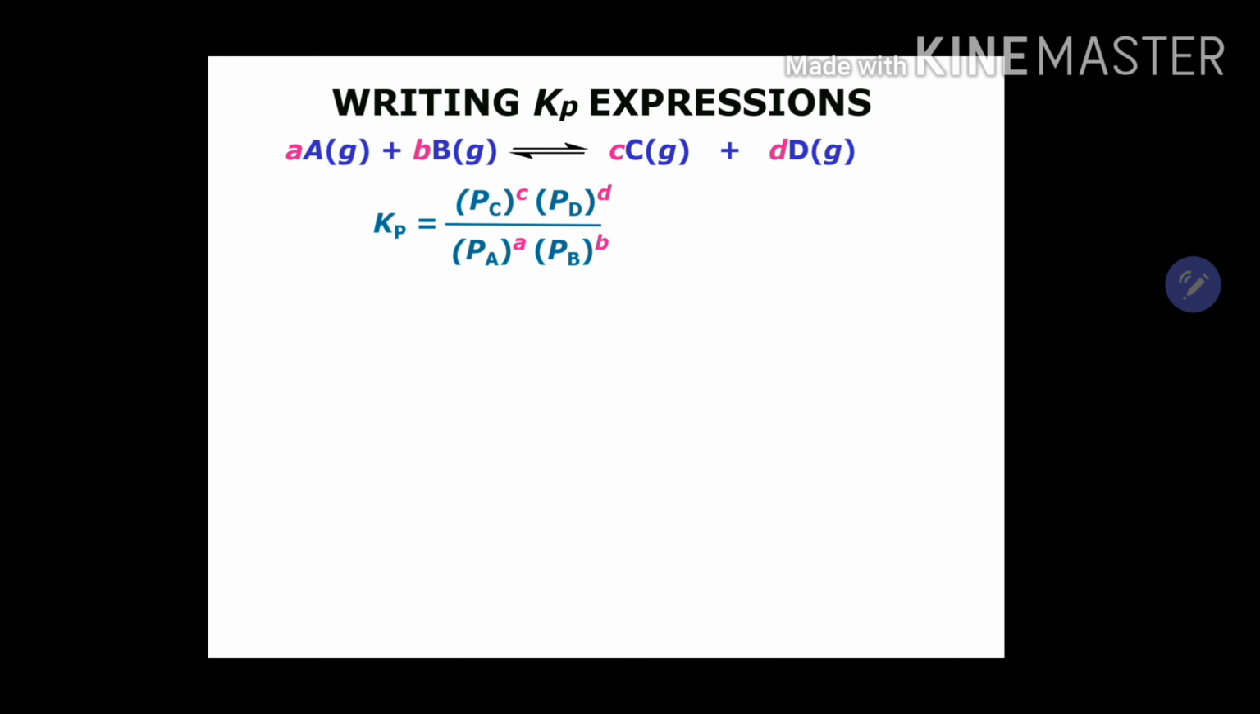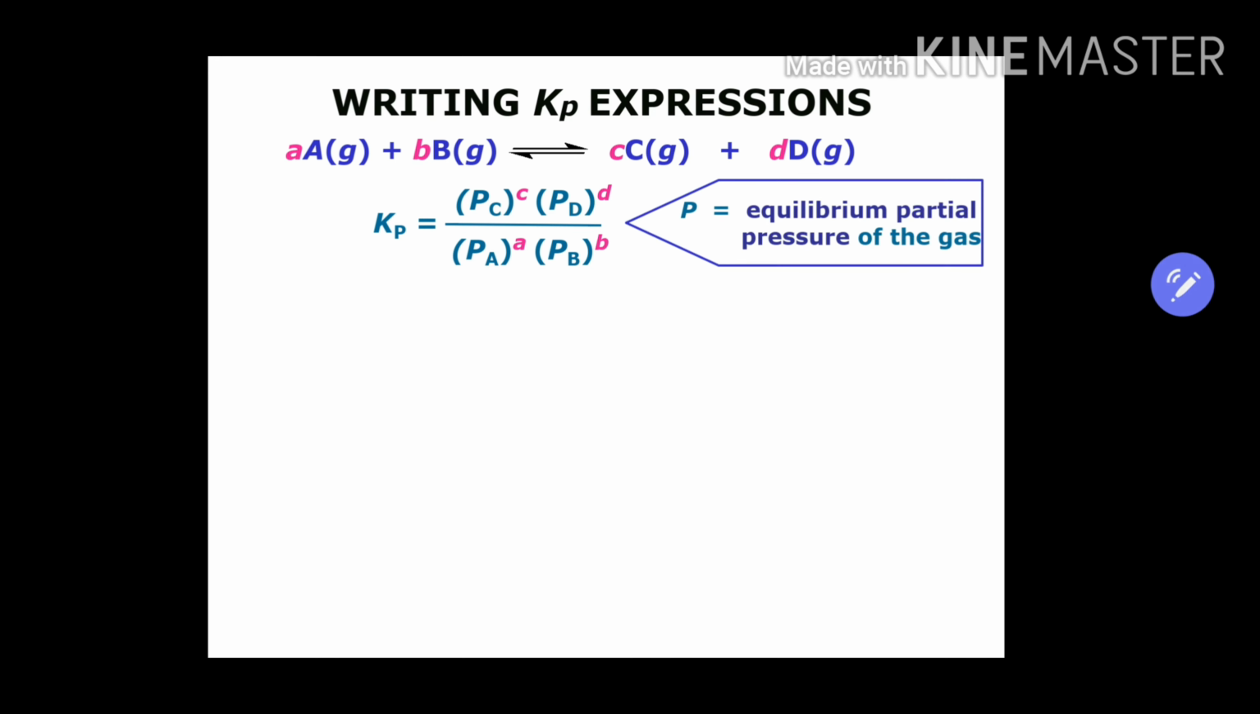Writing Kp expressions. Because gas pressures are easily measured, equilibrium equations for gas phase reactions are often written using partial pressure rather than molar concentration, where P is the equilibrium partial pressure of the gas.